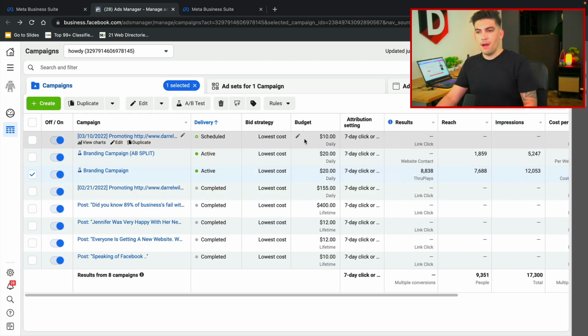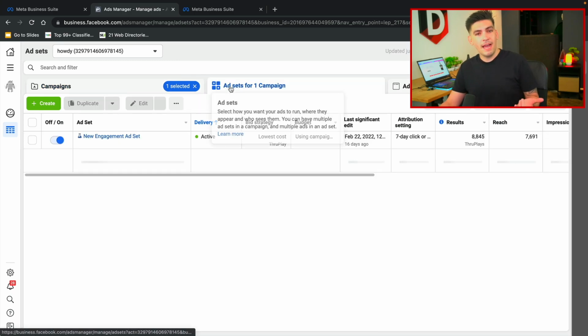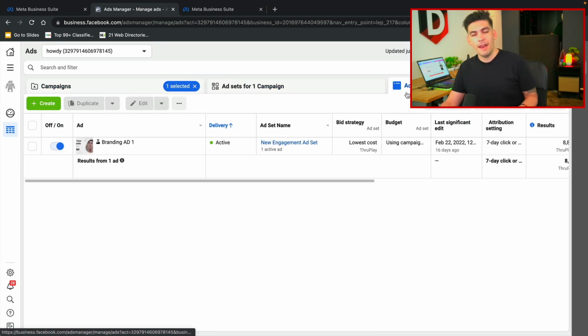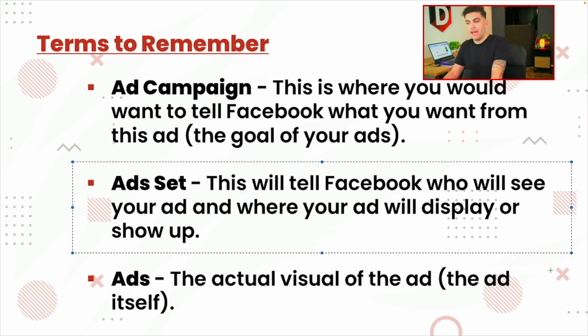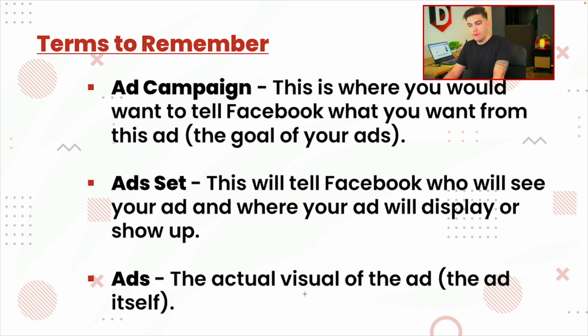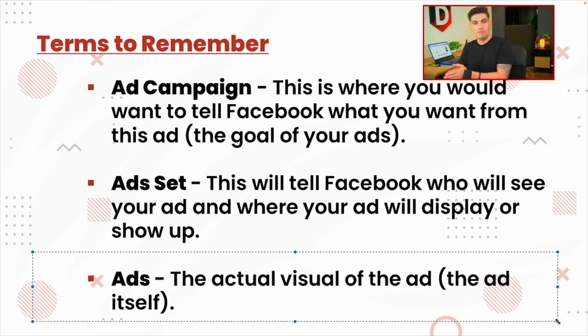Now, before we go ahead and talk about the actual ad and create one, let me first explain the difference between campaigns, ad sets, and ads, which can be quite confusing. All right, so let's go over this. Terms to remember: the ad campaign. This is where you tell Facebook what you want from your ads. This is the goal of your ads, right? The second is ad sets. This will tell Facebook who will see your ad and where your ad will display or show up. And the last one is ads. This is the actual visual ad itself, okay? So that is the difference between ad campaign, ad sets, and ads.